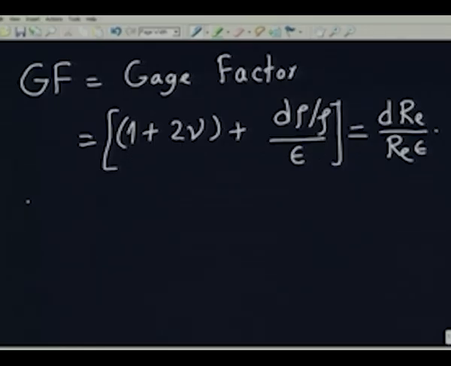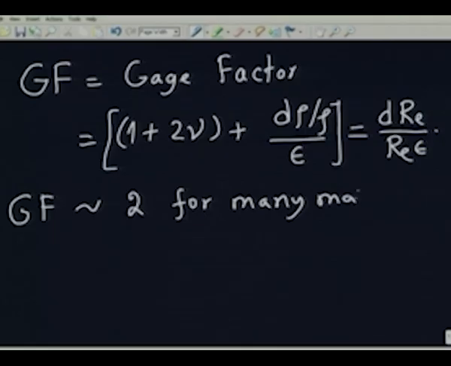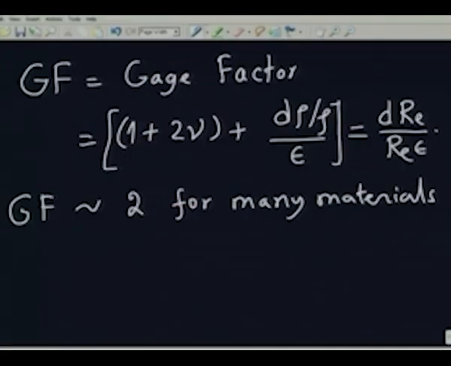So, the gauge factor is roughly equal to 2 for many materials. We will see what are the materials which are used. Many materials which are actually used as strain gauge elements, that is very important. In other words, we use materials which have a gauge factor roughly equal to 2 in most of the applications.